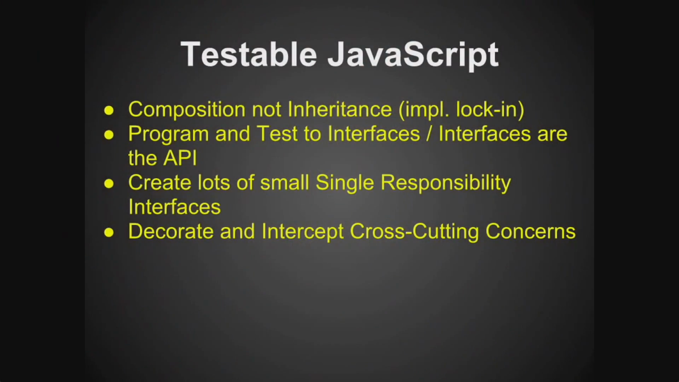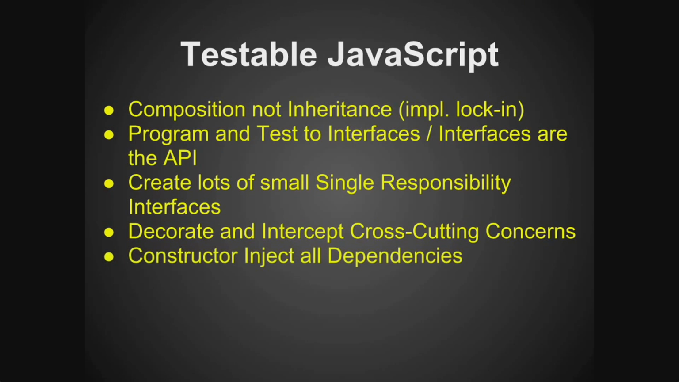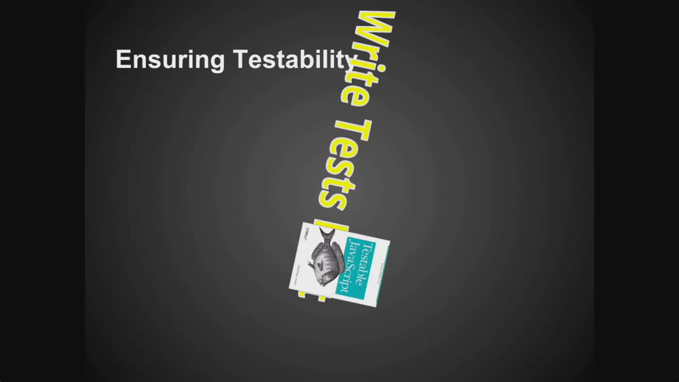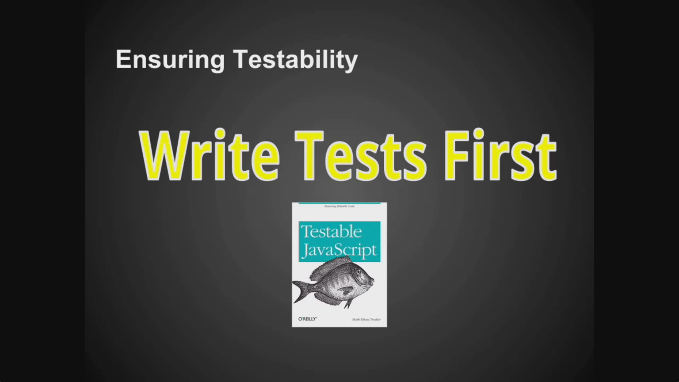We're going to decorate and intercept for those cross-cutting concerns. We're going to constructor inject all of our dependencies, even the runtime ones, using abstract factories. And again, here are our abstract factories for the runtime dependencies. And finally, unfortunately, there's only one way to actually ensure testability of your code, and that is to write the test first, because then you're guaranteed to have the tests up front. But if you follow all these patterns and principles I showed you, maybe you could try to get away without writing the test first, but why would you want to do that? That's all I got. Thank you very much.